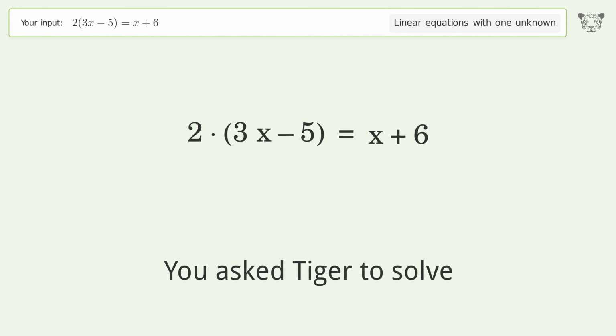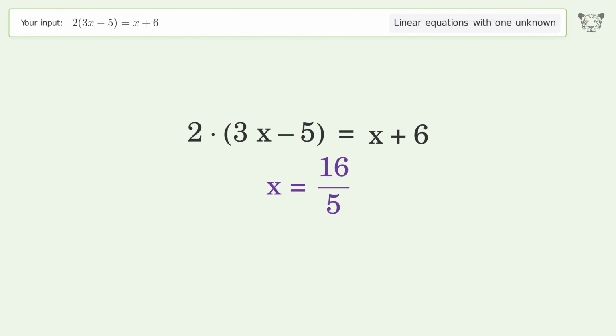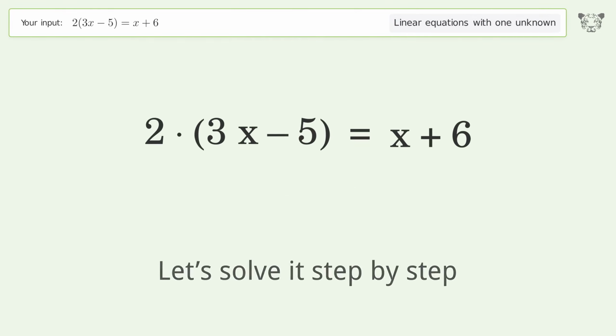You ask Tiger to solve this. It deals with linear equations with one unknown. The final result is x equals 16/5. Let's solve it step by step.